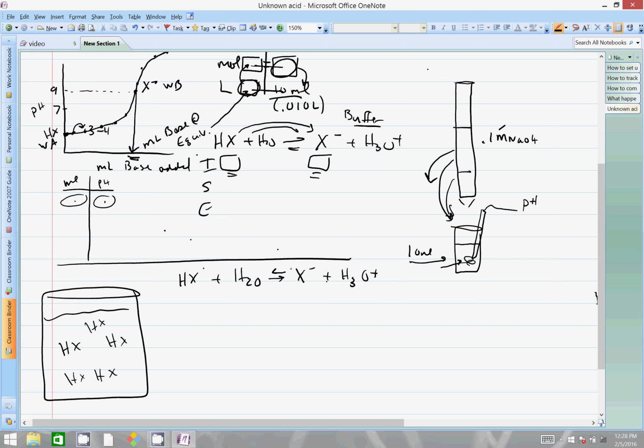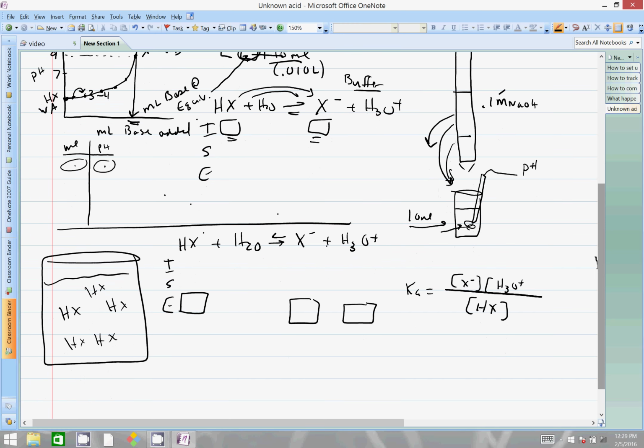At this point, there's always going to be a balance between how much of the HX is present combined with how much X negative and H3O plus are present. This is described by the Ka equals the concentration of the X negative times the concentration of the H3O plus, over the concentration of HX.